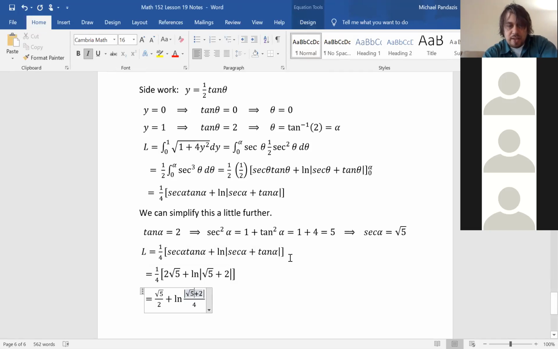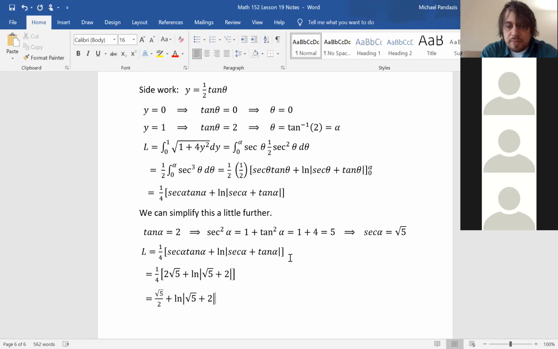Okay, but the ln has to be in the numerator. Plus ln of the absolute value of the square root of 5 plus 2, divided by 4. That's what I want. Okay, so then that's the most simplified answer. And so now the problem is done. Okay, so we press forward.